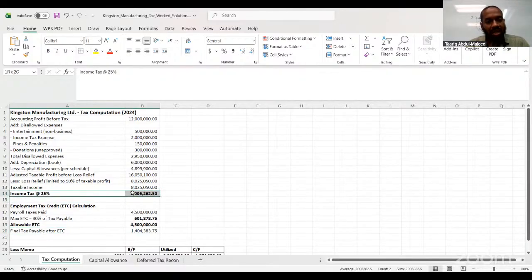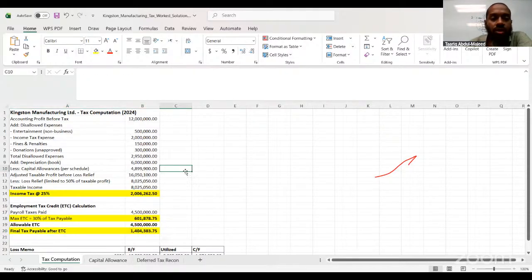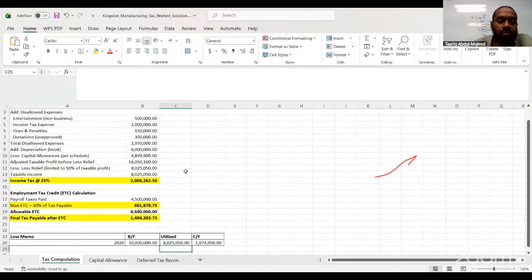So let me just put those lines in yellow so that we can see. So it's 2,006, subtracting the 601,878 to give you your final tax payable after ETC to be the 1,404,383.75. Below I have my loss memo to show how much losses I still have available to carry forward. So I have 1,974,950 that I can carry forward for 2025.